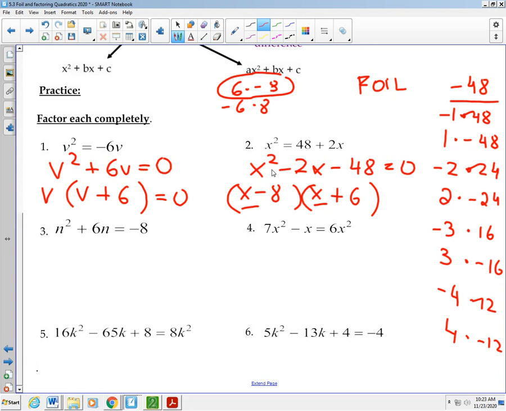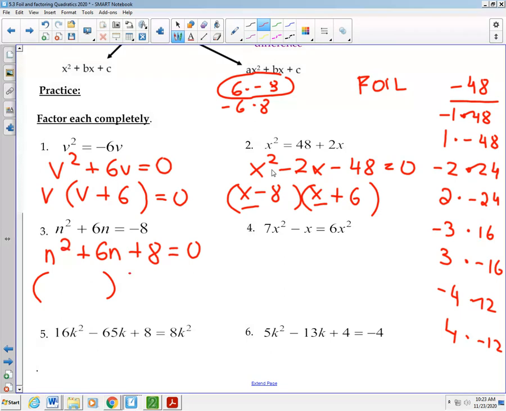So example number 3, you have to first write this in standard form, which means you want 0 on the right side. So you get n squared plus 6n plus 8 is equal to 0. Okay, first thing, look for GCF. You cannot factor, there is no common factor. So now try to factor it.